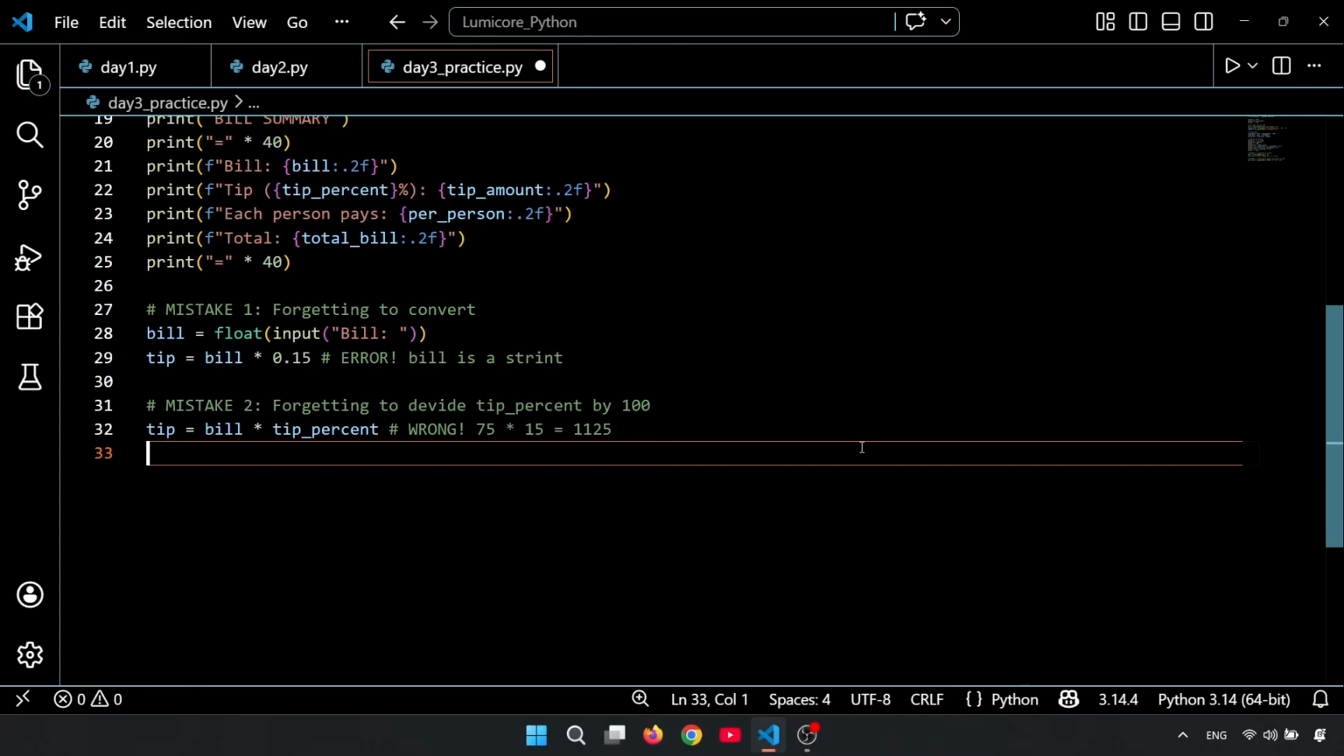Mistake number 2, forgetting to convert the percentage. If someone tips 15%, you need to divide by 100 first. Otherwise, $75 times 15 gives you a tip of $1,125. Your waiter would be thrilled, but you'd be broke.